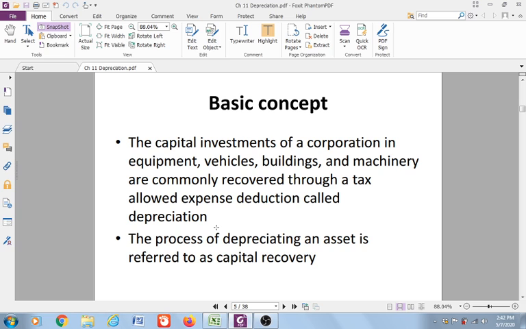Depreciation is the tax allowable expense deduction. When we want to pay our tax, the taxable income is the income minus depreciation. And the process of doing depreciation is called capital recovery. So with depreciation, we are lowering our tax burden.